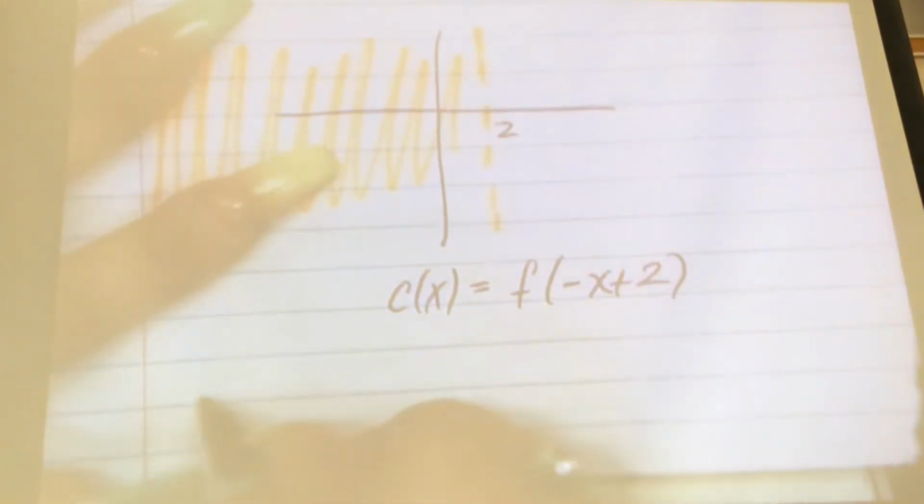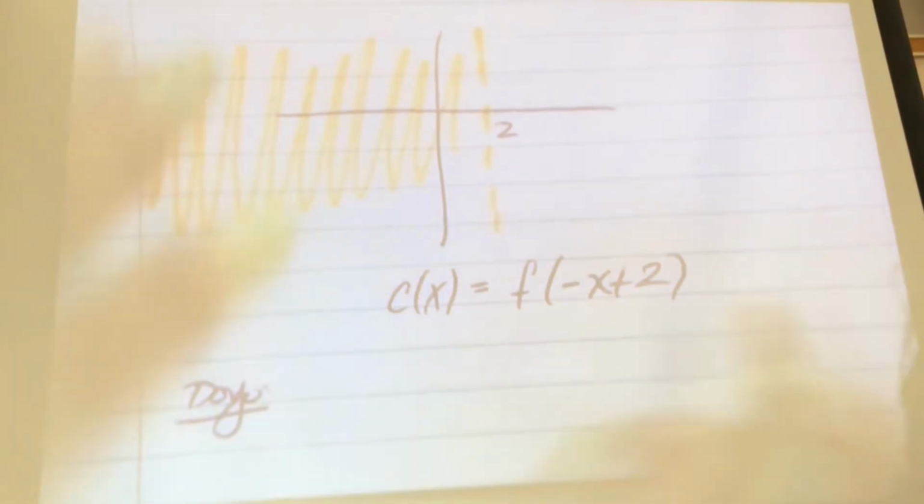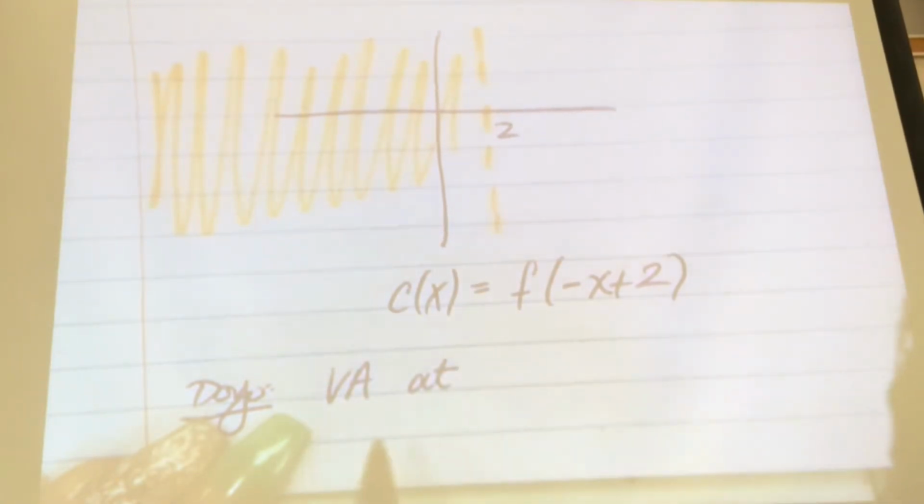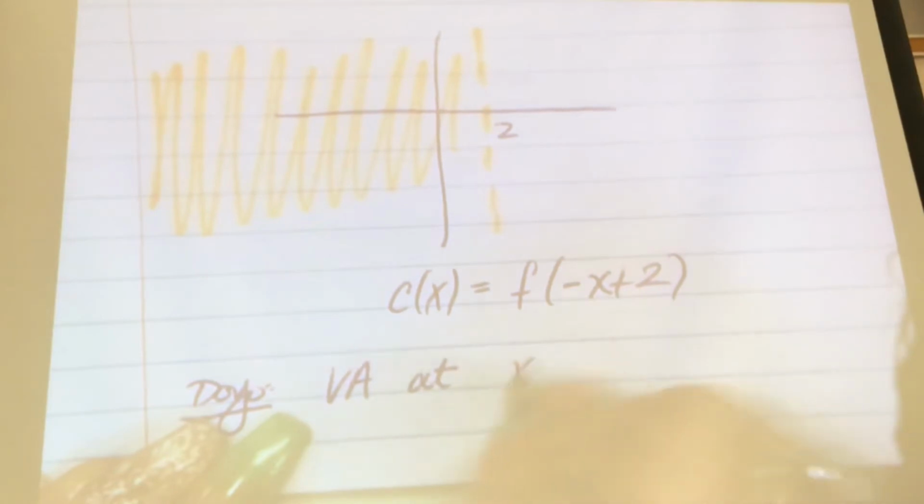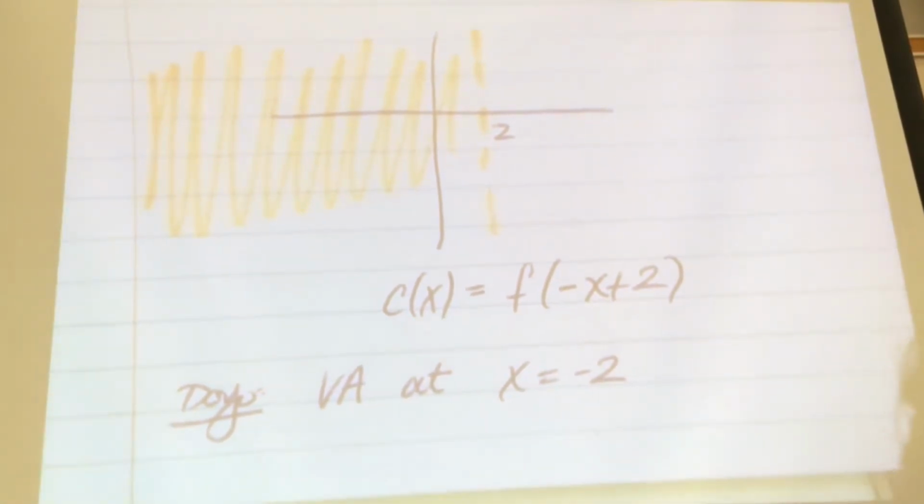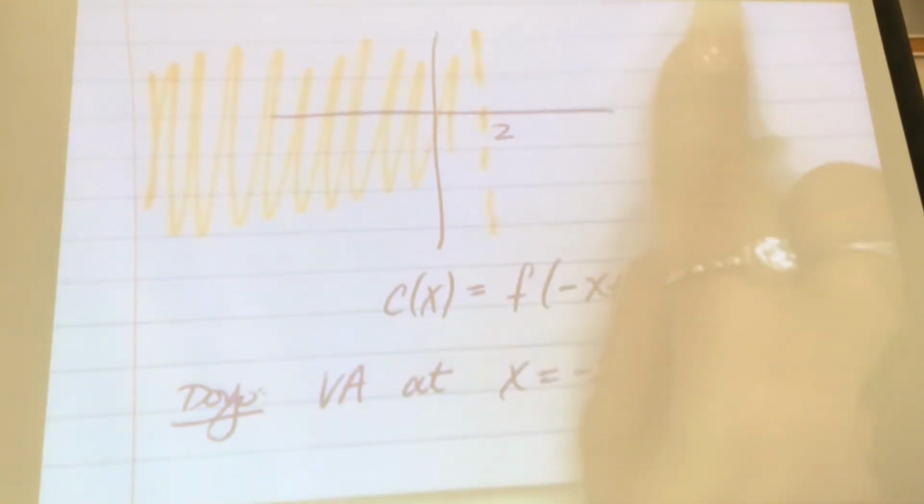Who's your doyo? What if the characteristic had a vertical asymptote at x equaling -2? Write the function for me, please. Yeah. Oh, because remember this deals with the range, remember?